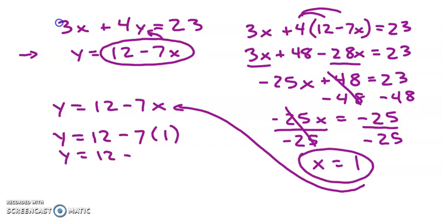It's nice that we've got just a 1 there. We don't have to do too much math. We get y equals 5. So our solution to our system should be 1, 5.